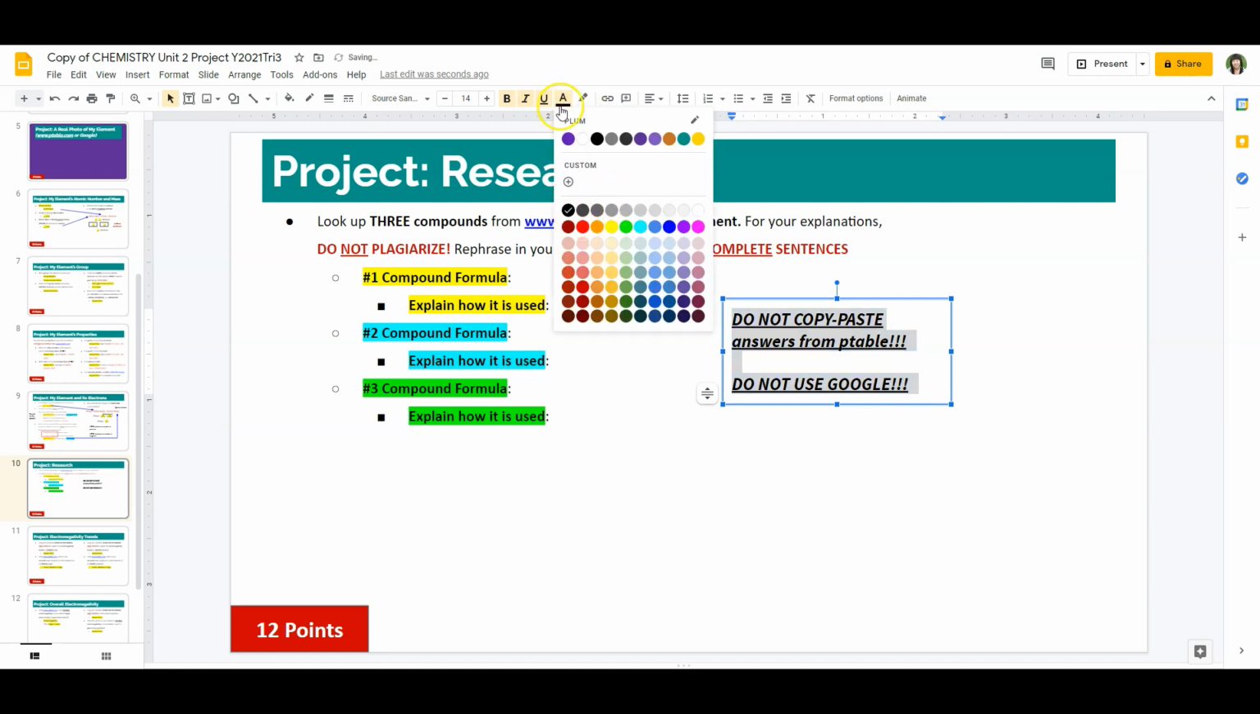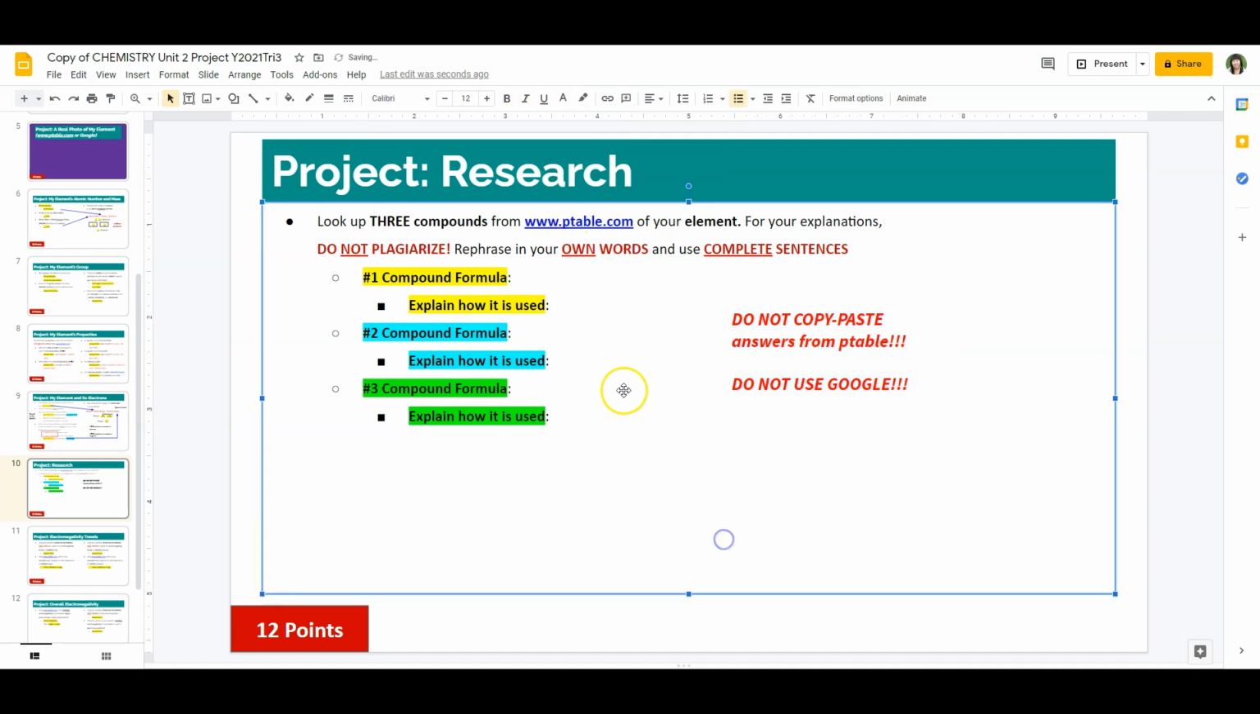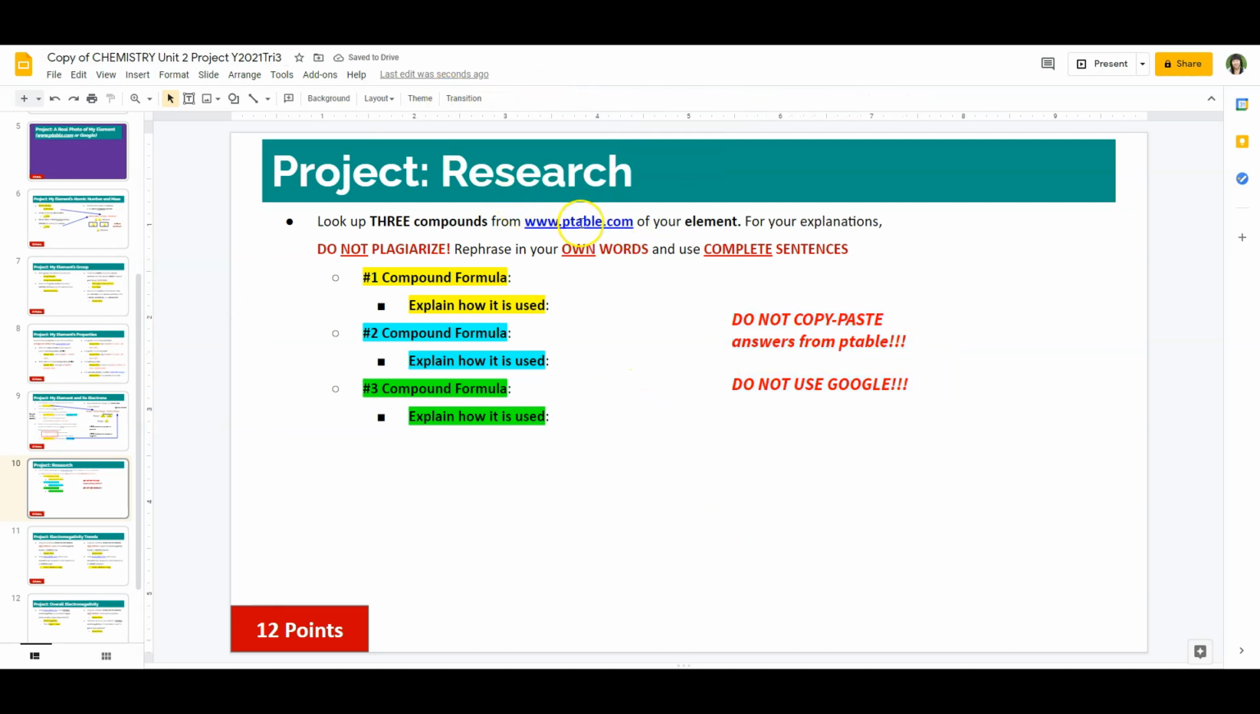Let me go ahead and talk a little bit about how to use ptable here. Again, make sure you have your ptable open.